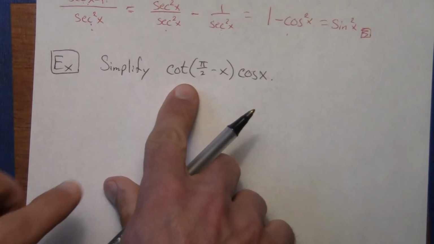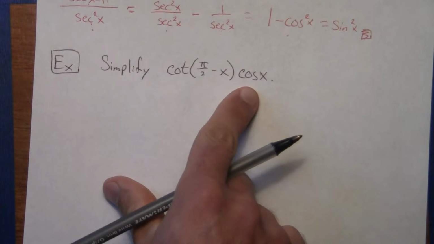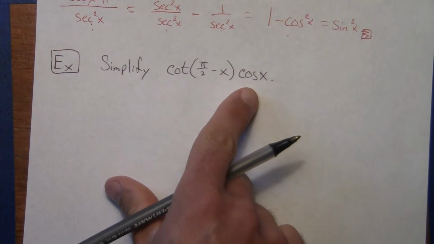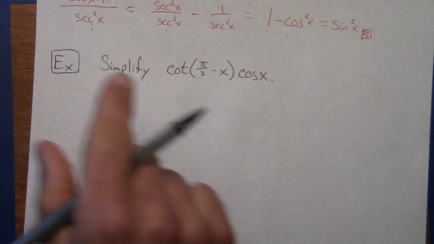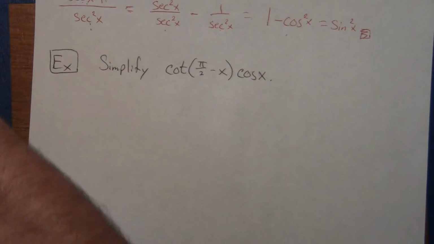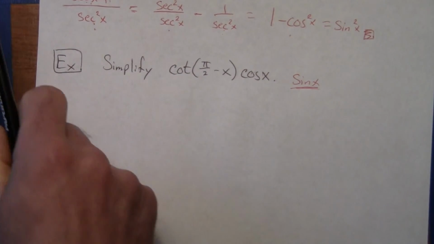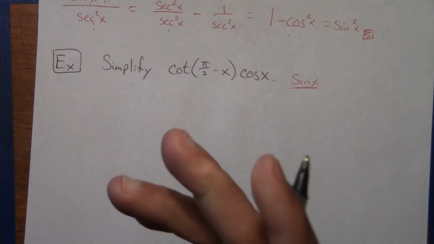Next one's asking us to simplify the cotangent of the quantity, basically 90 minus x, times the cosine of x. Again, the first thing I suggest that you do is look up the answer. So for number 38, let me take a second here and see what the answer was supposed to be. It's supposed to be sine x. So we are supposed to get sine x. All right. So again, what am I looking for?